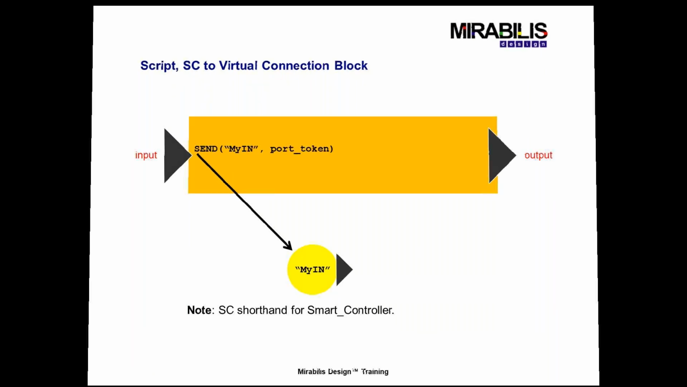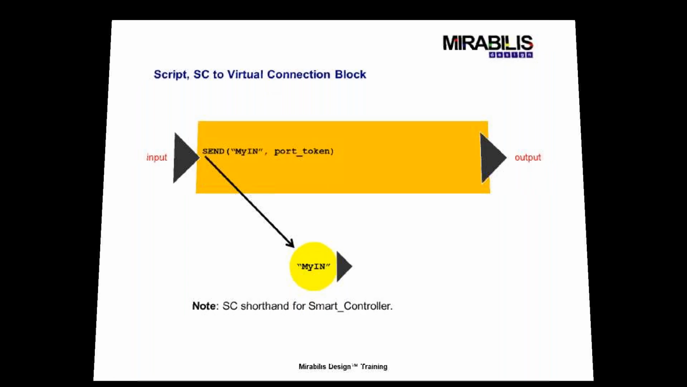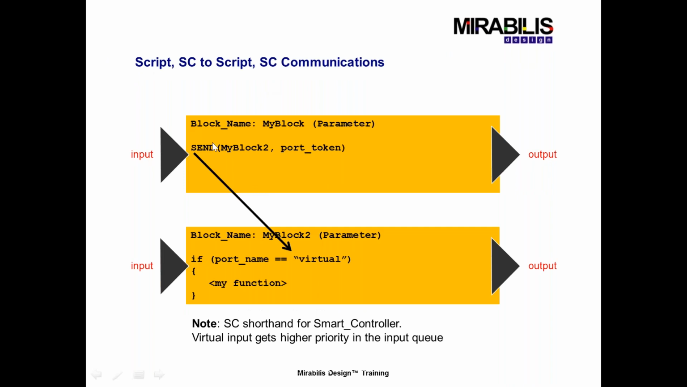Again, this is where I can send to another block, and notice here the port name is virtual. That's where it's going to show up. So when I send it over here, it comes to the head of the queue because virtual has higher priority. And then when it starts executing, it'll identify it with this, and it'll start executing the code.